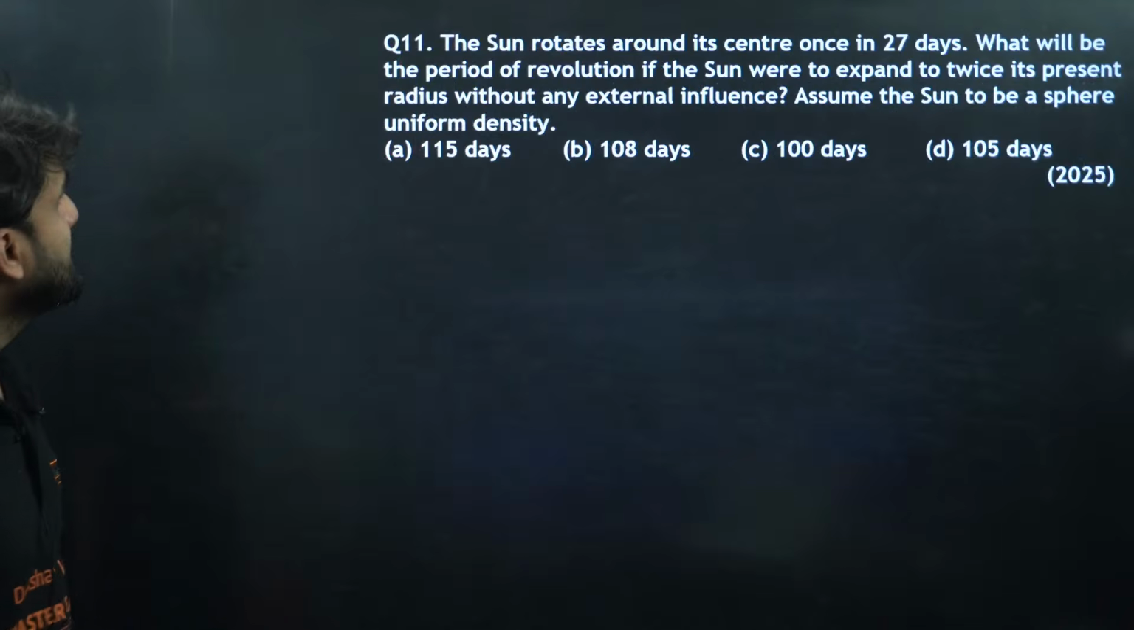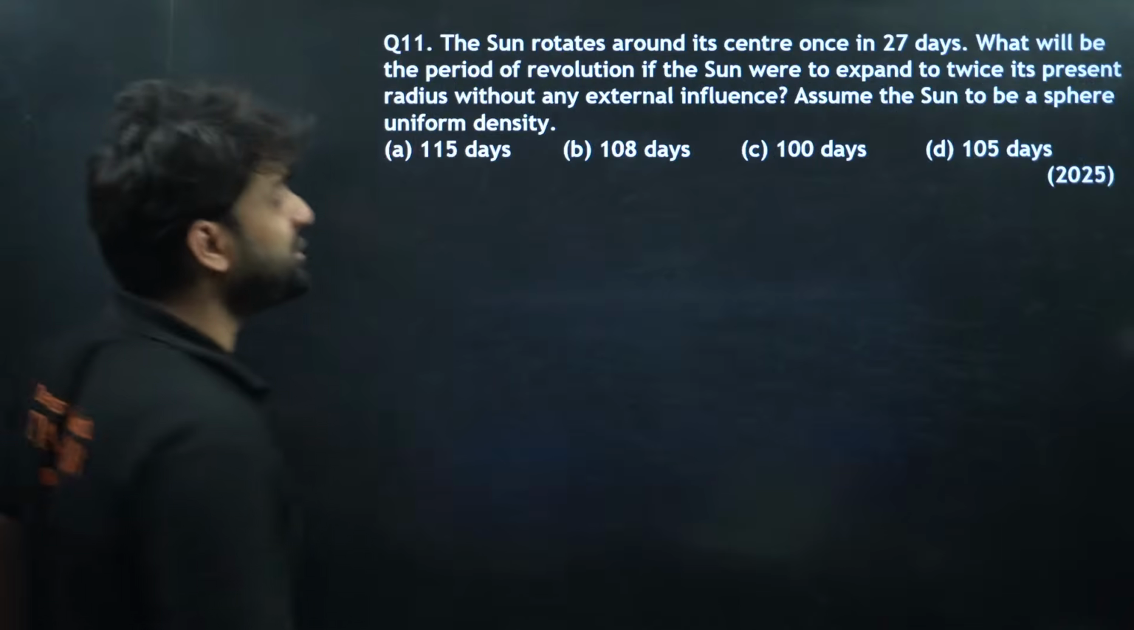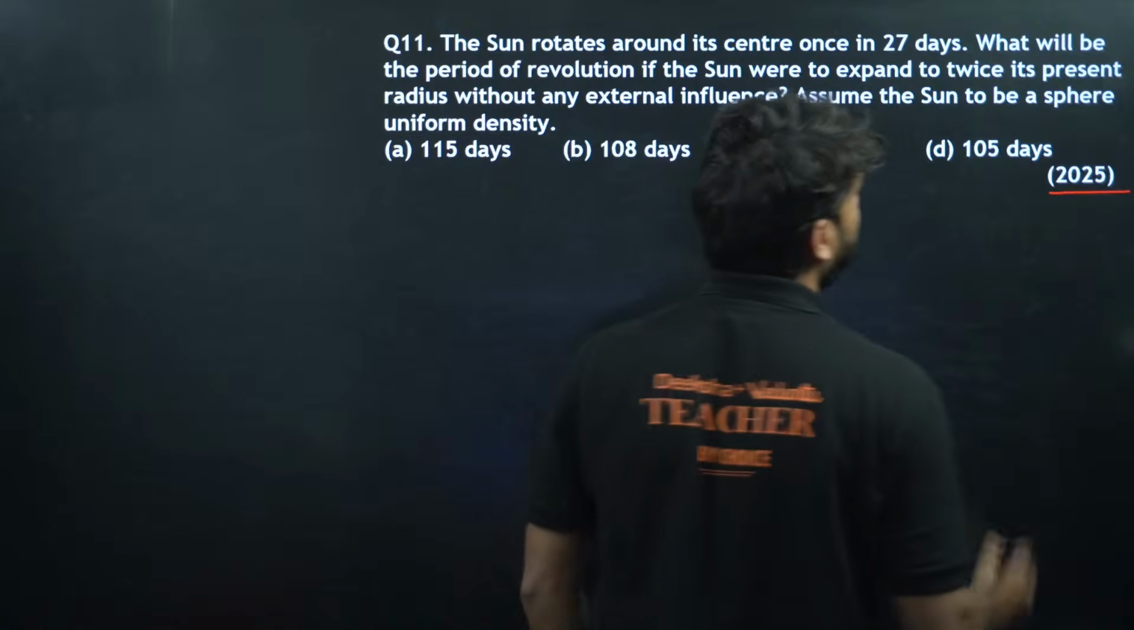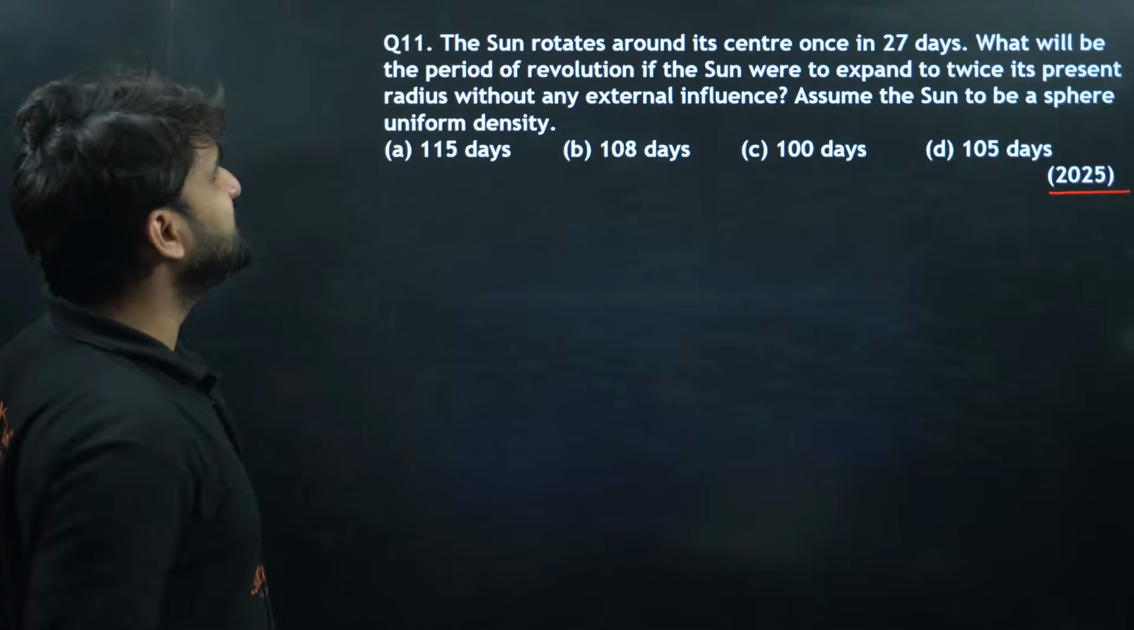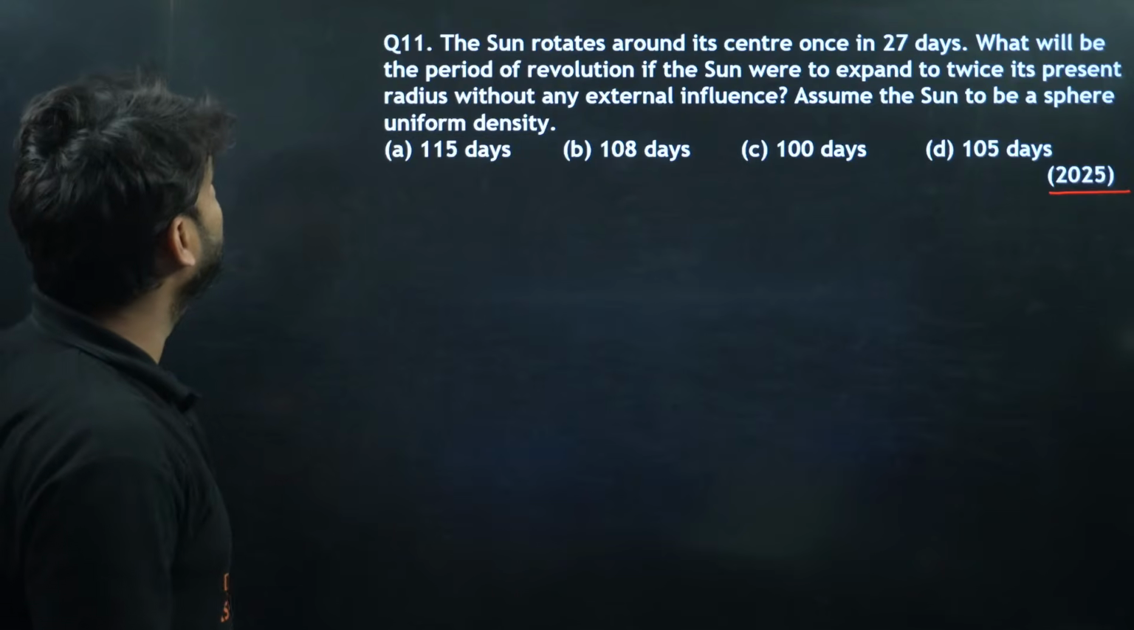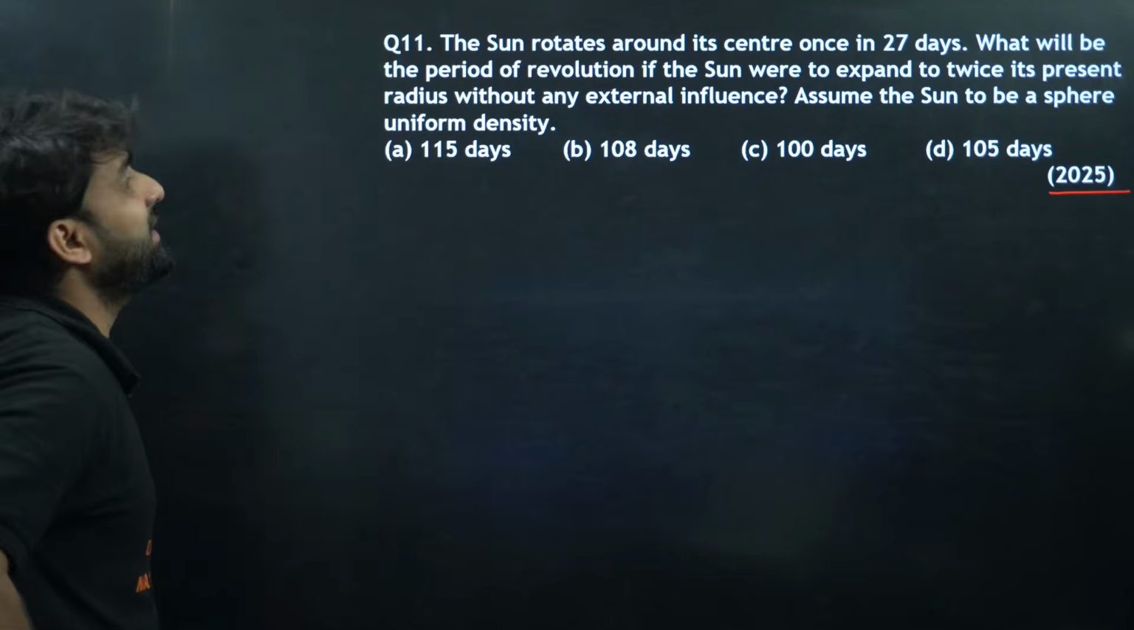Moving to next question. Okay, what is this? This question is from previous year question paper. Wow, PYQ 2025. The sun rotates around its center once in 27 days. What will be the period of revolution if the sun were to expand to twice?